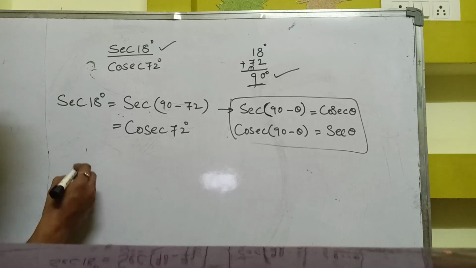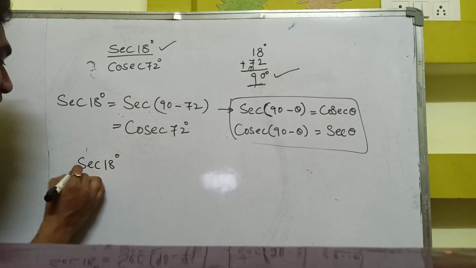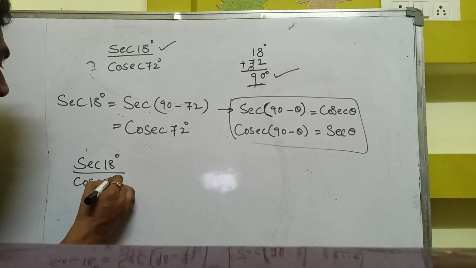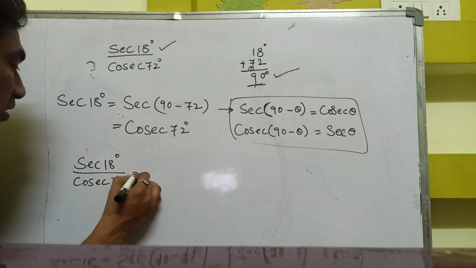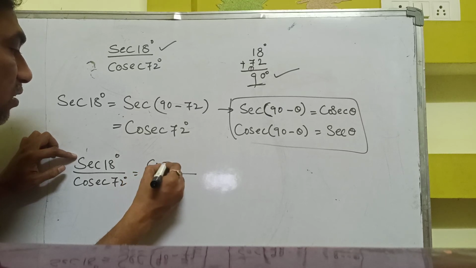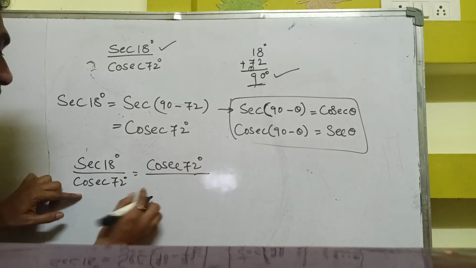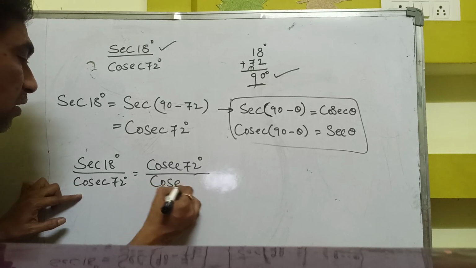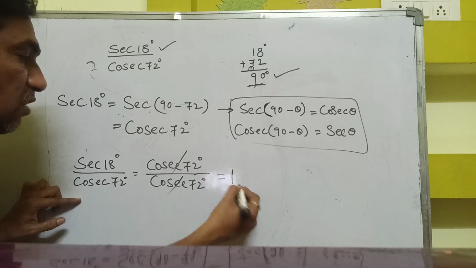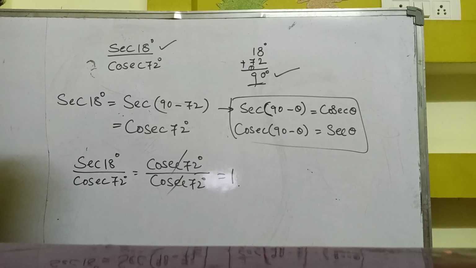So now, instead of secant 18 degrees, I'll write cosecant 72 degrees, divided by what is already in the denominator, cosecant 72 degrees. Both will get cancelled, then you will get the answer 1. In this way, different types of problems are there. I'll send them in the description, you can do it.